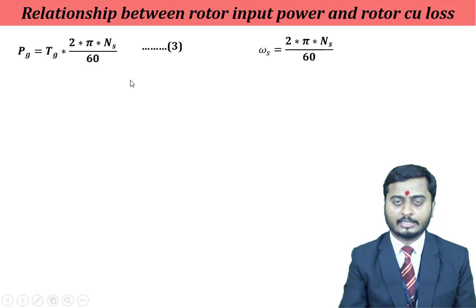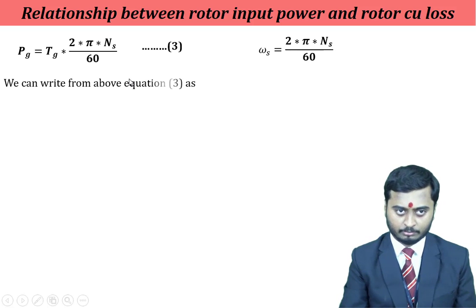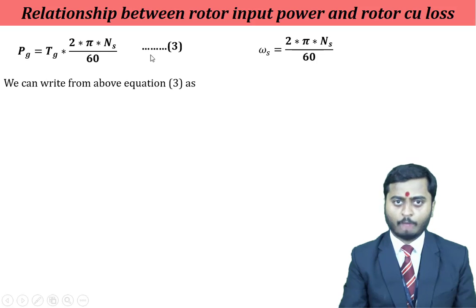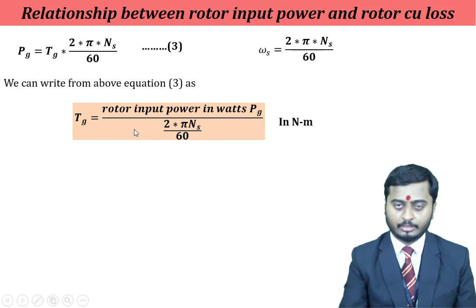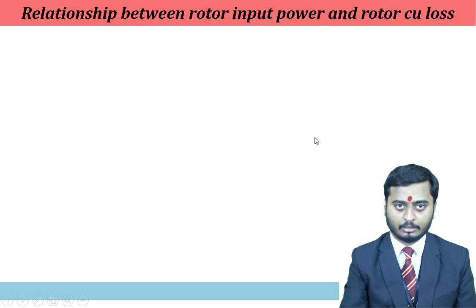We know that omega s equal to 2 pi ns by 60. Now from this equation number 3 again we can write a formula for Tg, that will be equal to what? Rotor input power in watts, that is denoted by Pg, divided by this omega s, that is 2 pi ns by 60. Again as it is a torque, so therefore we will represent this in Newton meter.